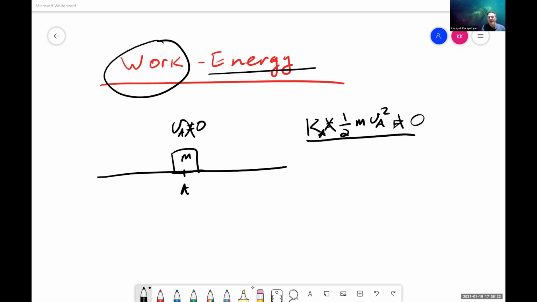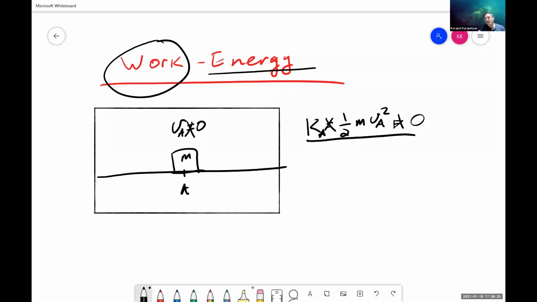If you have here an object at some position A.